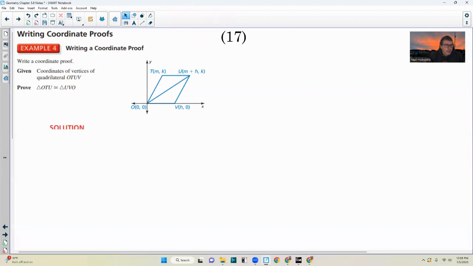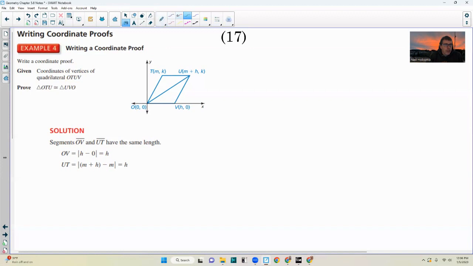Okay, so here's what we're going to do. Segments OV and UT have the same length. How do I know that? Well, OV is right here. It's the absolute value of h minus 0, which is simply h. UT is the absolute value of m plus h minus m, our x values. Well, m plus h minus m is h. That's the absolute value of h, or simply h. So we know that they're both lengths of h. So this is a distance of h, and this is a distance of h. So they're congruent.